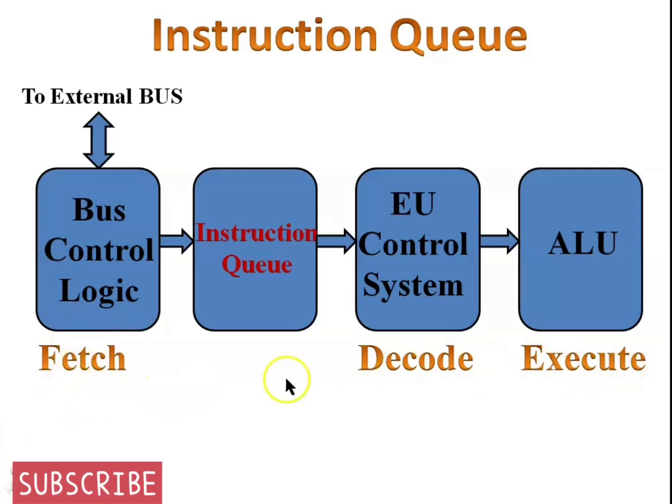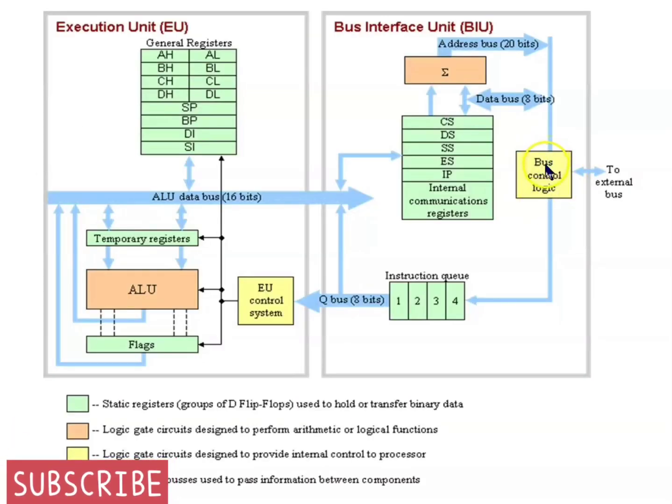First one fetch, second one decode, third one execute. The bus control logic performs the fetch function. It means it copies instructions from memory according to your input. EU control system performs the decode function. Means it decodes the instructions and figures out what operations it should perform to complete the activity. The ALU performs execute function.